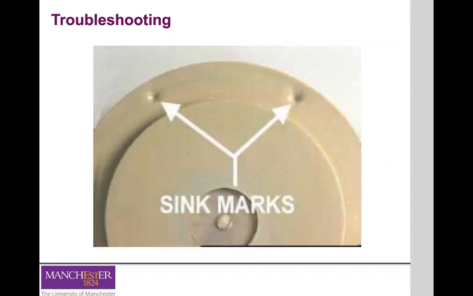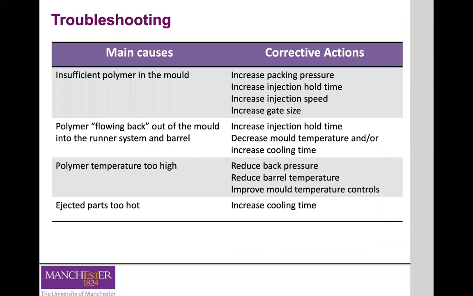So what are the main causes for this? Obviously it's the shrinkage process, but what originates that shrinkage? One of the main causes can be insufficient polymer inside the mold cavity. One corrective action that we can apply during the injection process, if we verify the formation of these defects, is increasing the packing pressure. So if we increase the pressure that we apply after the injection of the material, we will force more material to go into the cavity of the mold. And by doing so, we will ensure that these depressions will not be formed.